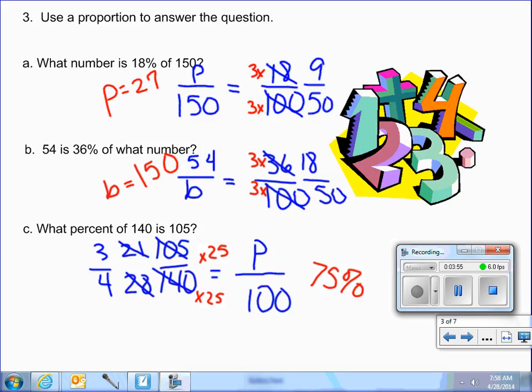C, what percent of 140 is 105? Again, we're trying to determine what the percent is. So we had P over 100 to determine the percent. Then we had 105 over 140, and simplified it and solved it from there.